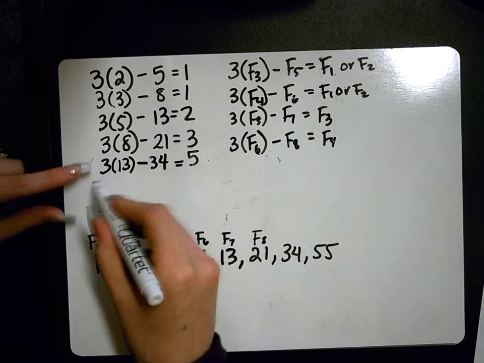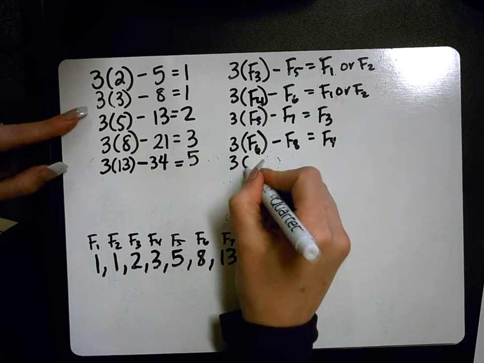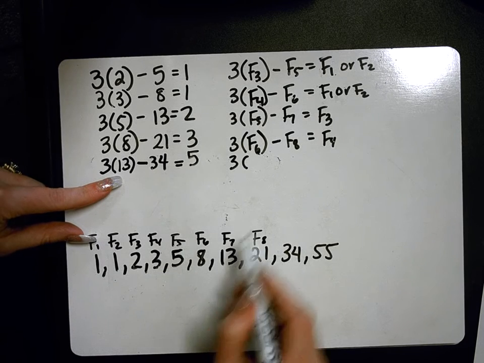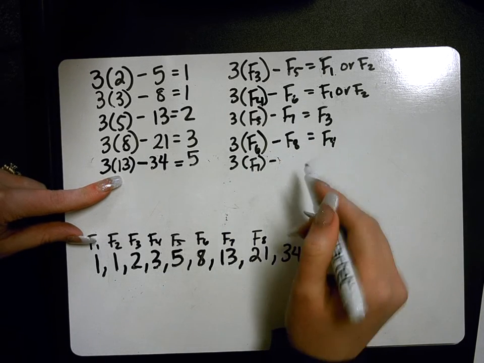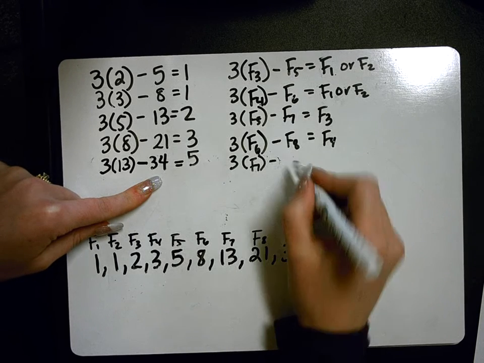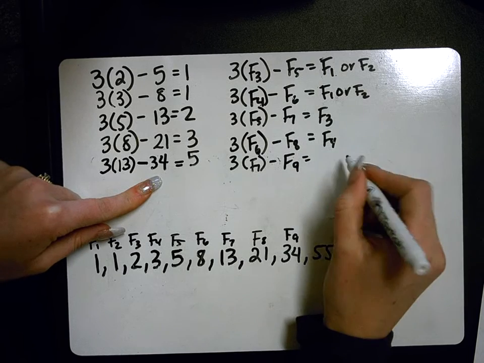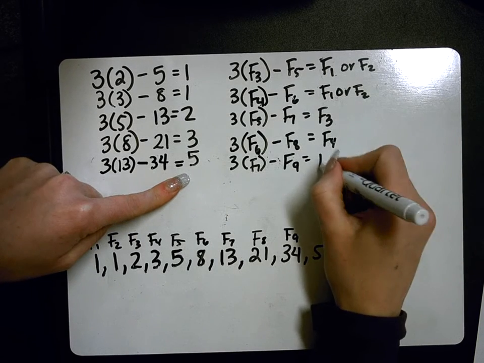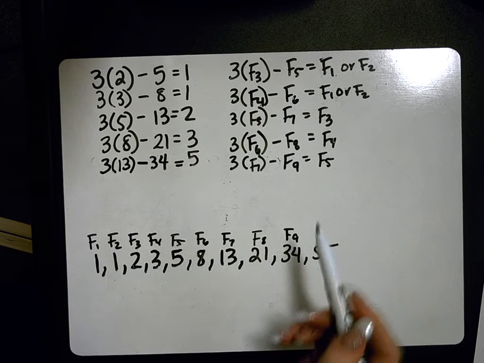Let's fill in these symbols for this last equation we just filled out. We have 3 times 13. Well, 13 is the seventh Fibonacci number, minus 34. Well, 34 is the ninth Fibonacci number, equals 5. And 5 is the fifth Fibonacci number. So if we look at these vertically, we can start to see a pattern.